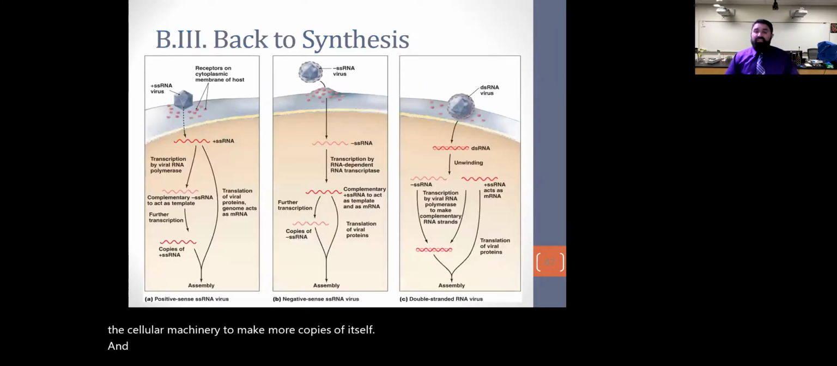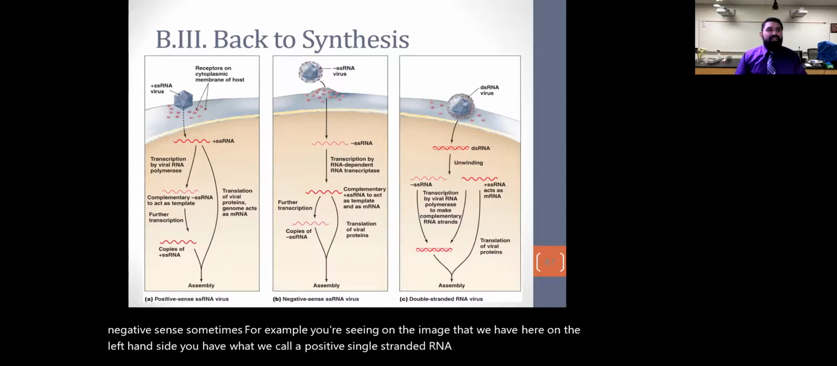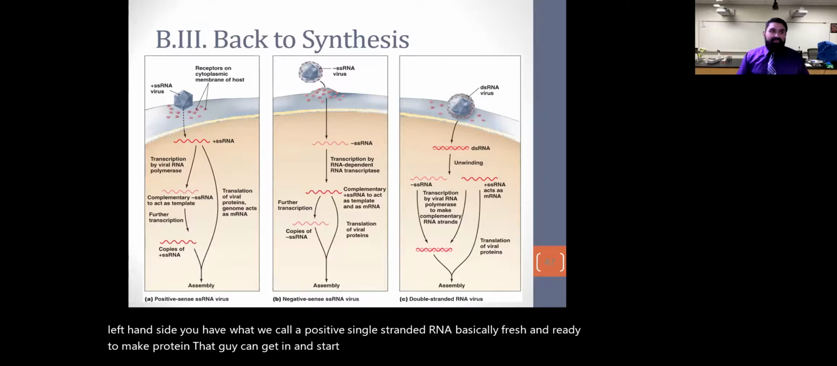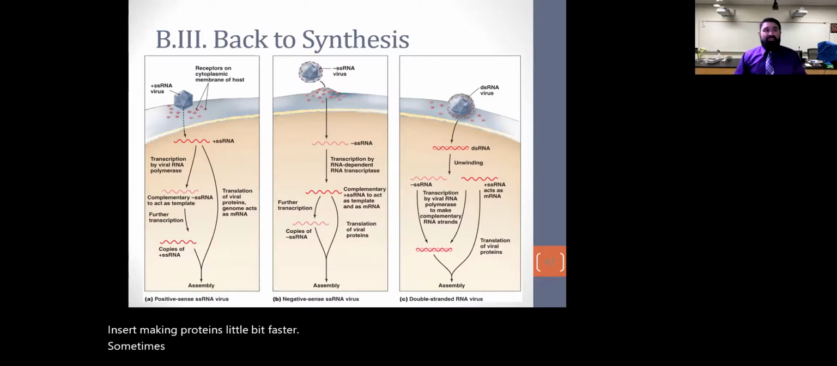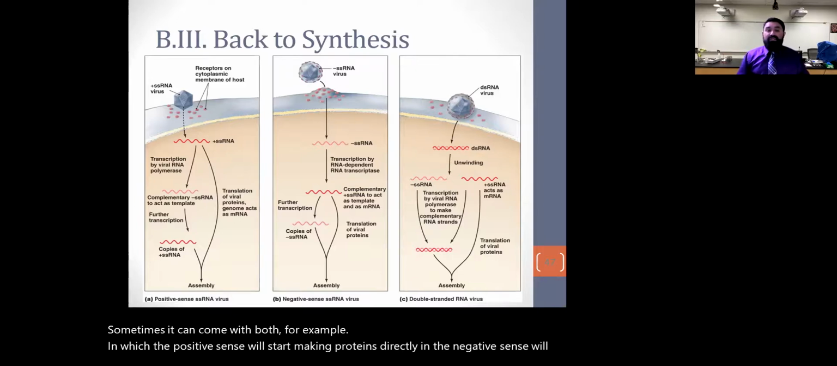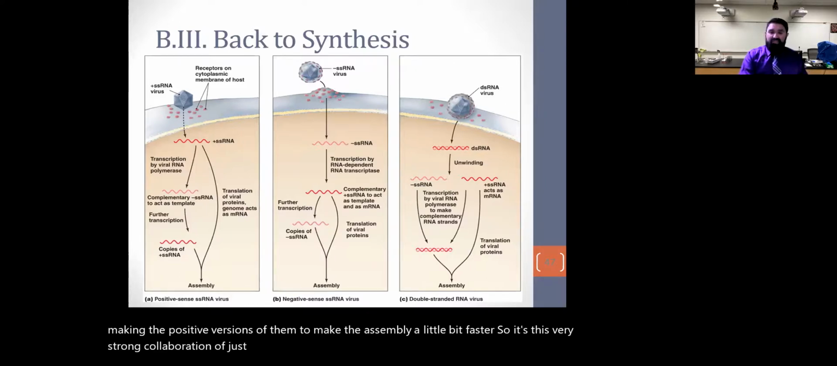And so ultimately, this also has to do with what sense they're using, whether positive or negative sense. For example, in the image that we have here, on the left-hand side, you have what we call a positive single-stranded RNA, basically fresh and ready to make protein. That guy can get in and start making proteins right off the bat. In certain occasions, a negative sense, remember the ones that require an extra step, can make the positive version of that, make multiple copies of that positive version, and start making proteins a little bit faster. Sometimes it can come with both, in which the positive sense will start making proteins directly, and the negative sense will start making the positive versions of them to make the assembly a little bit faster. So it's this very strong collaboration of what is inside the virus, recruiting or hijacking the material inside the cell to do its bidding.